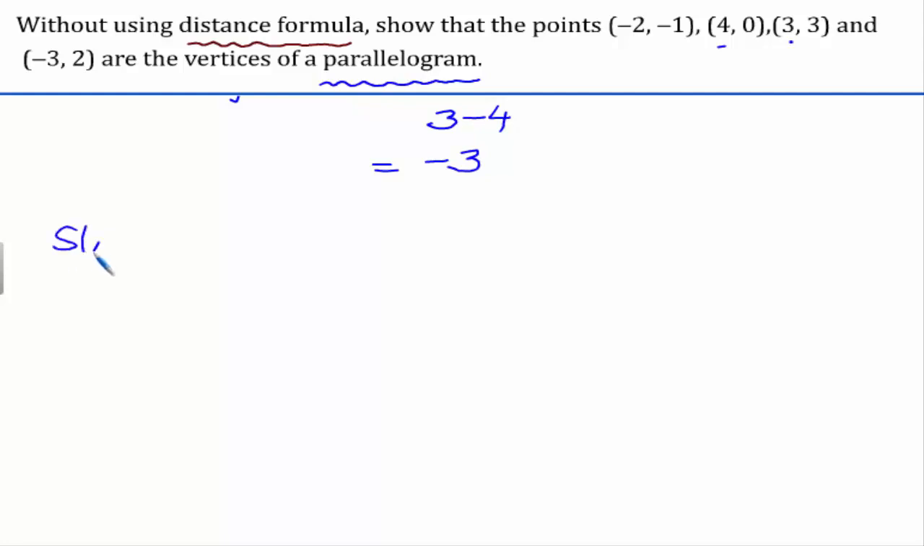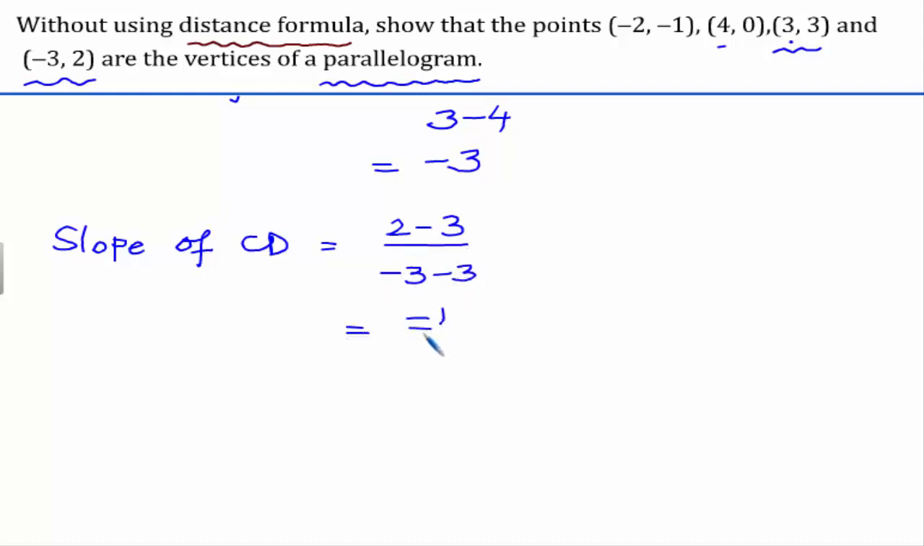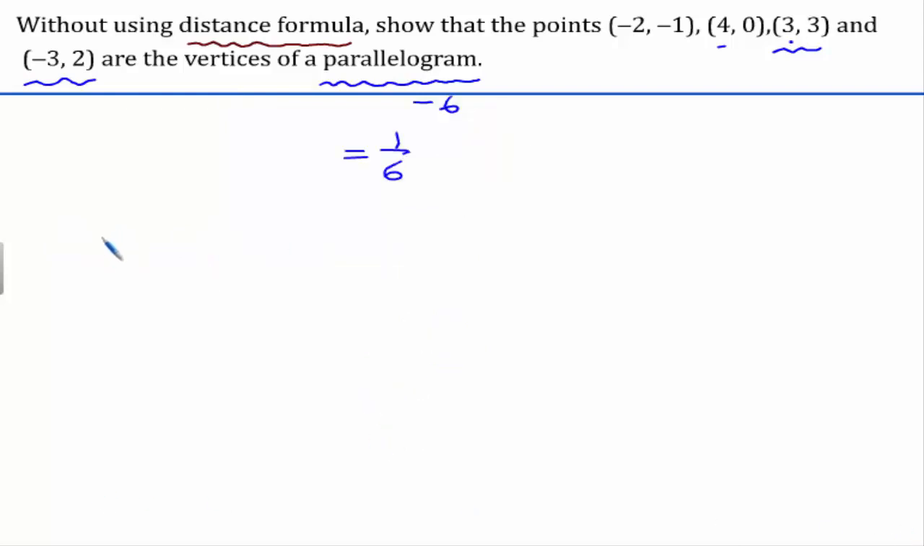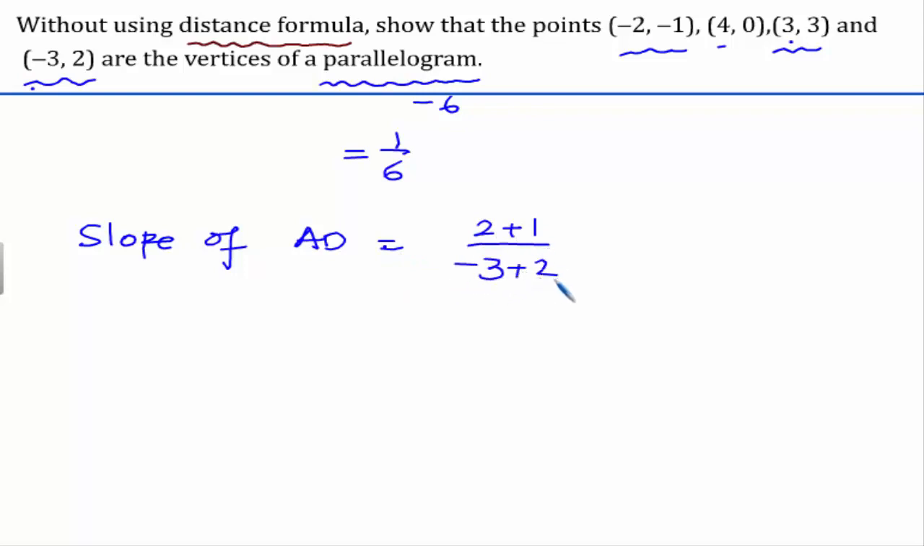Now let us find out the slope of CD. Yes, C is here and D is here. This is (2 minus 3) by (minus 3 minus 3), which will be minus 1 by minus 6, that is 1 by 6. And we will find out now slope of the fourth segment AD. Here is A and here is D. This is (2 minus of minus 1) by (minus 3 plus 2). This is 3 by minus 1, which is minus 3.